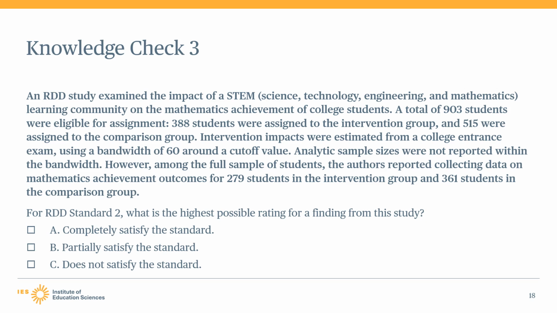However, among the full sample of students, the authors reported collecting mathematics achievement outcome data for 279 intervention participants and 361 comparison group participants. For RDD Standard 2, what is the highest rating a finding from this study could achieve? Your choices are A. Completely satisfy the standard, B. Partially satisfy the standard, or C. Does not satisfy the standard. You may want to pause the video now to think about your answer.